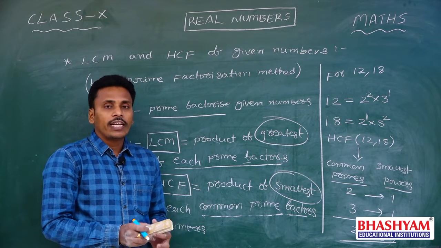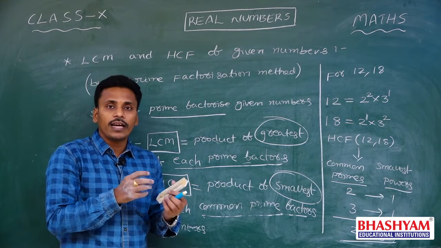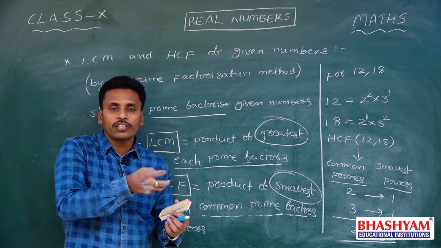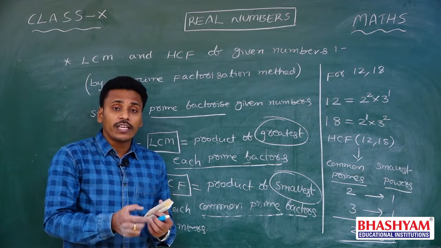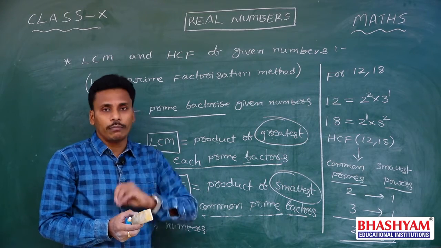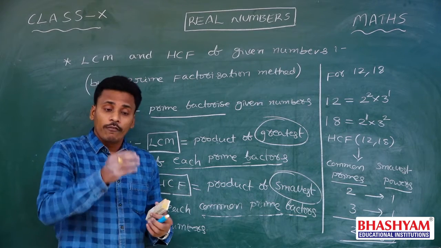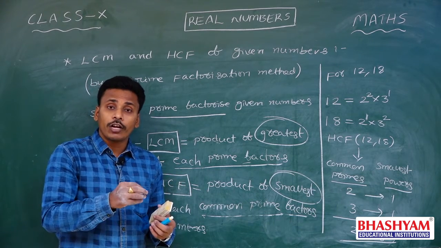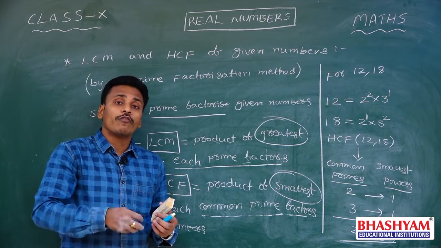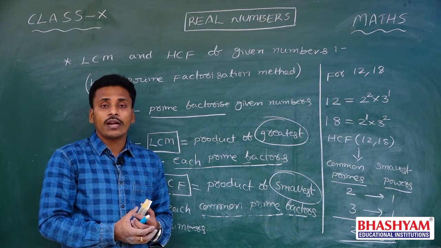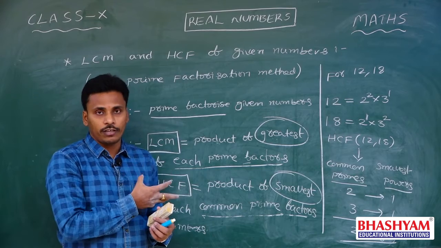Usually the definition method is helpful for smaller numbers. For bigger numbers, listing the multiples and listing the factors is a somewhat risky process, right? Whereas the division method is helpful for only two numbers. But this prime factorization method is helpful for larger numbers, and not only for two numbers, it is easy to find the LCM and HCF for more than two numbers also. And I am going to give you some more examples to find the LCM and HCF.